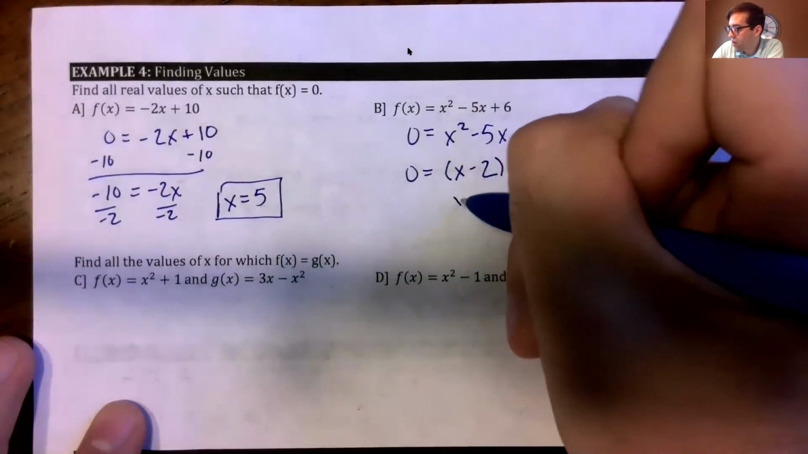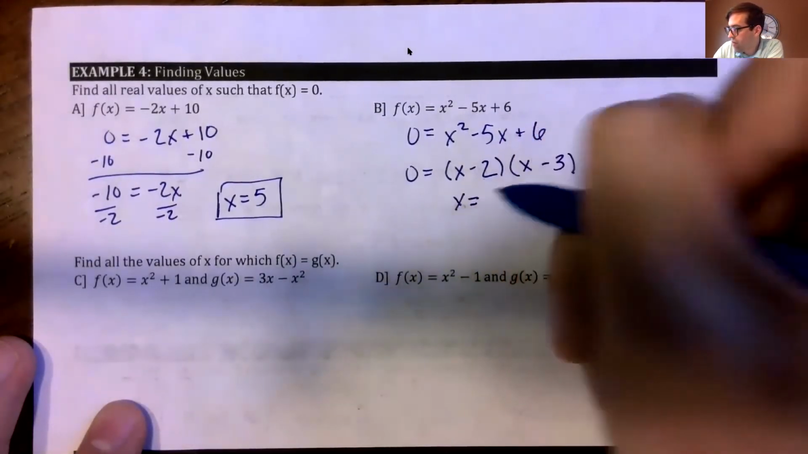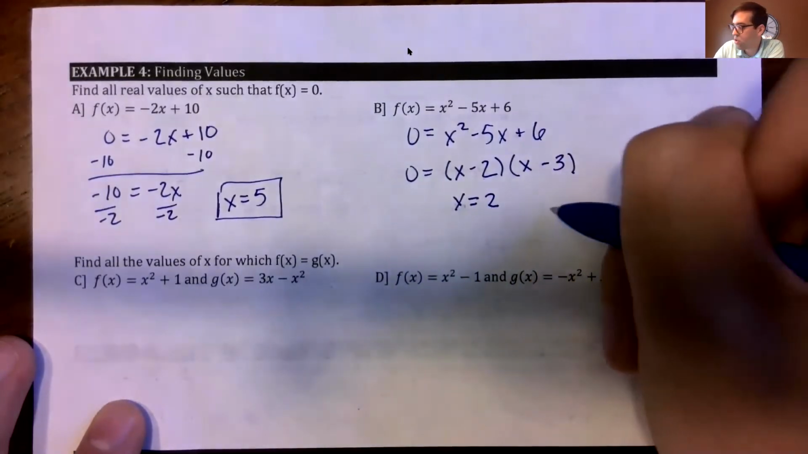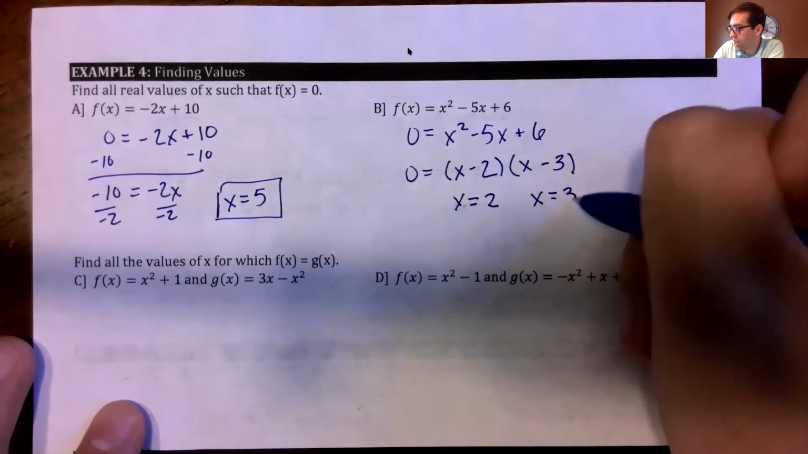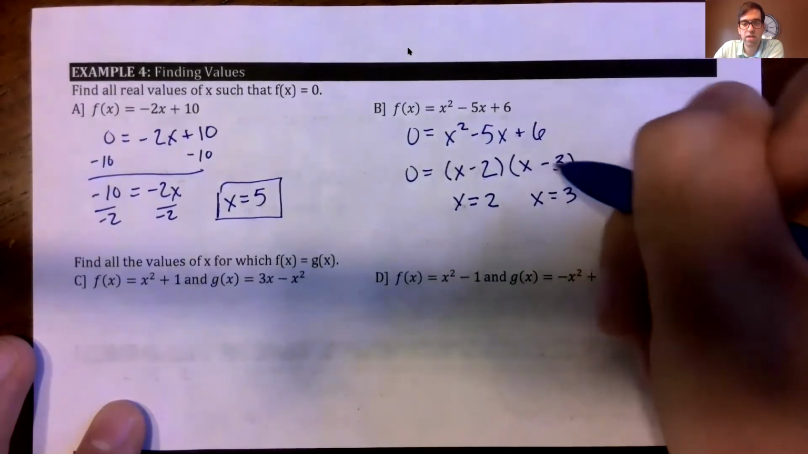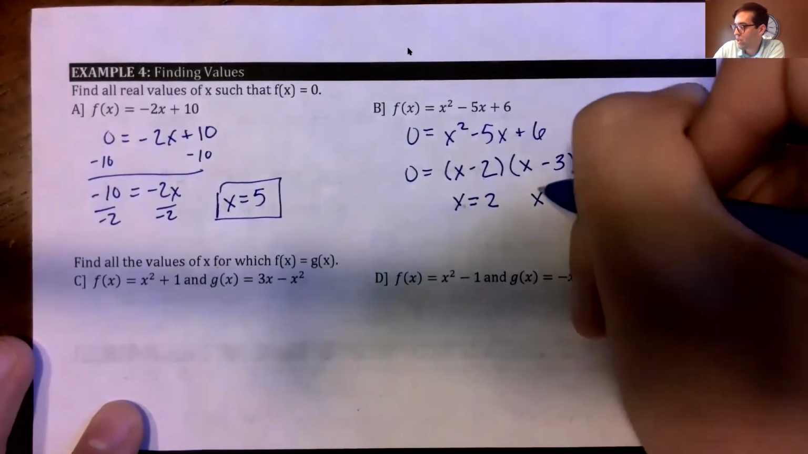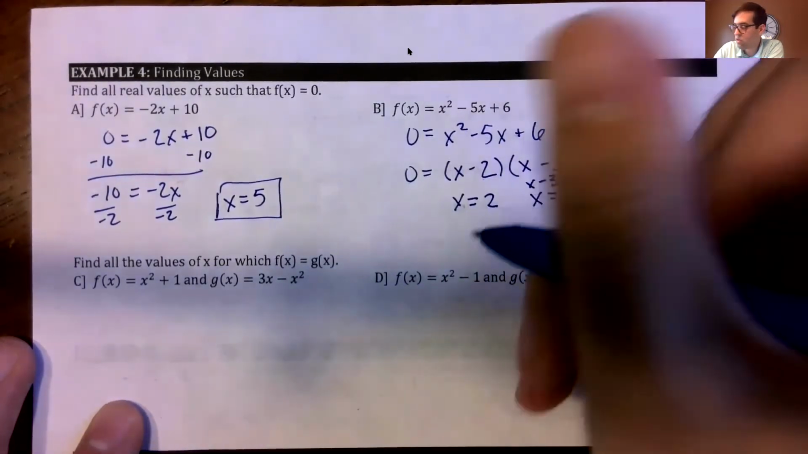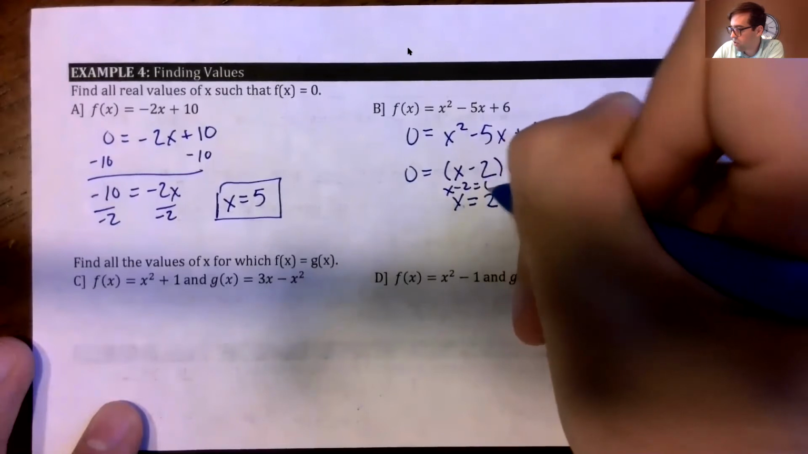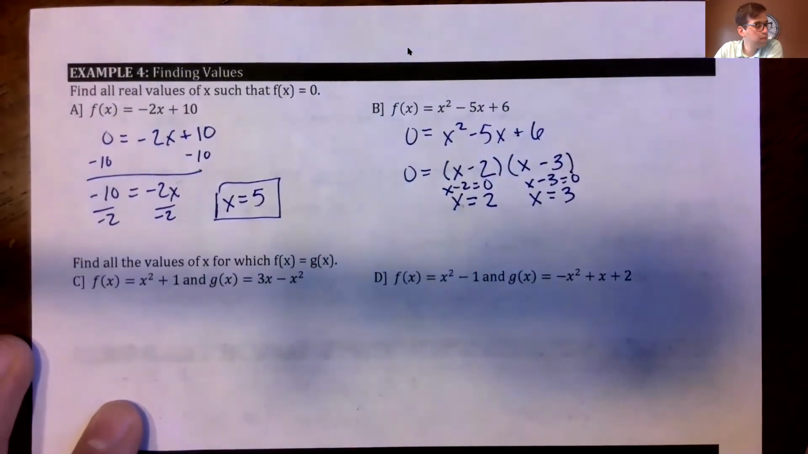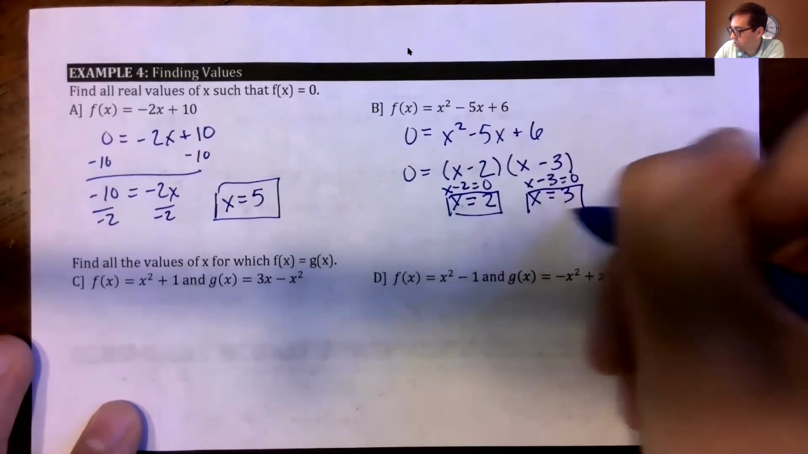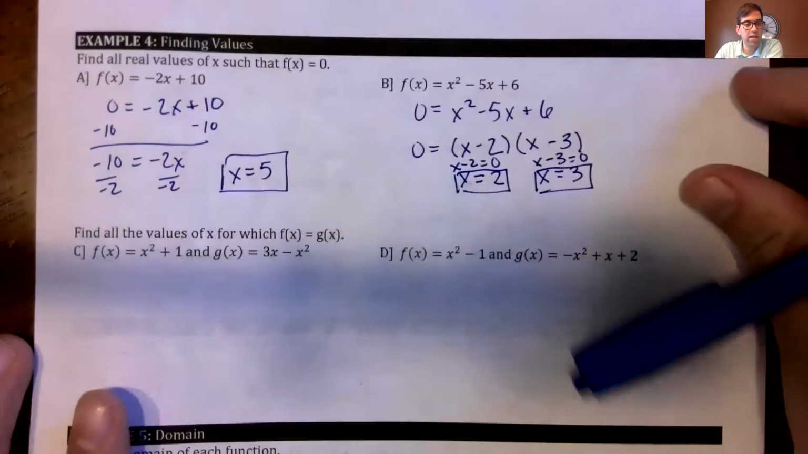So then we set each factor equal to 0. And for this first one, we're going to get x equals 2. For the second one, we're going to get x equals 3, because it's x minus 3 equals 0, which I could write that in. Add 3 to get x equals 3. Same here, you get x minus 2 equals 0. Add 2 to get x equals 2. All right, so there's our two solutions. This one actually had two solutions. And then we get to C and D.